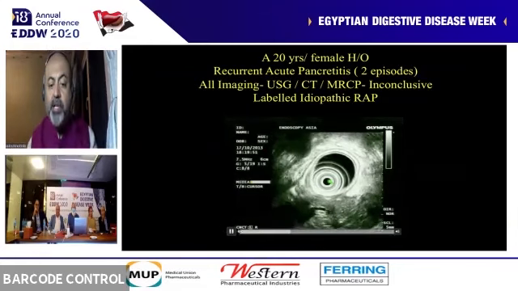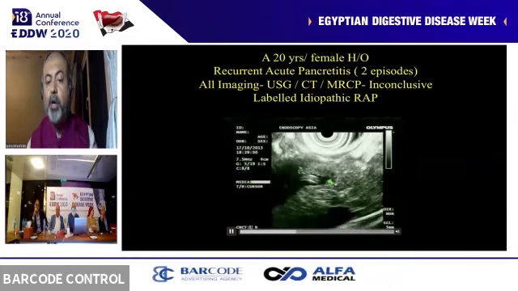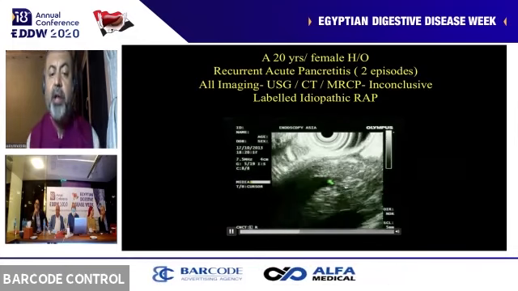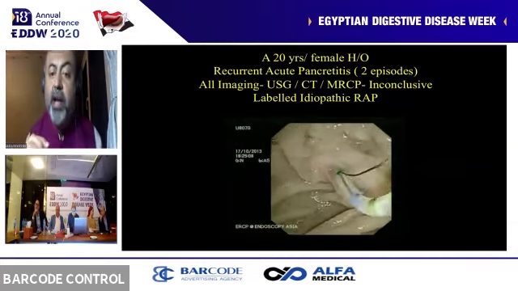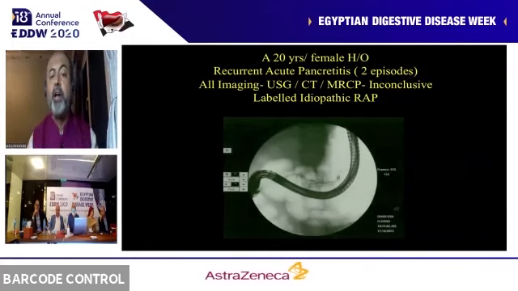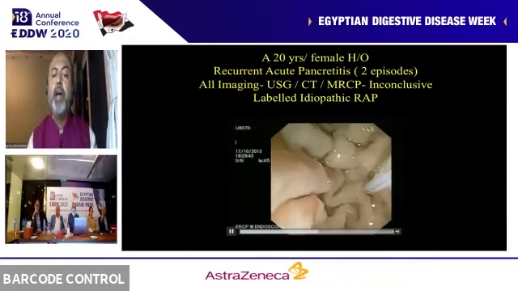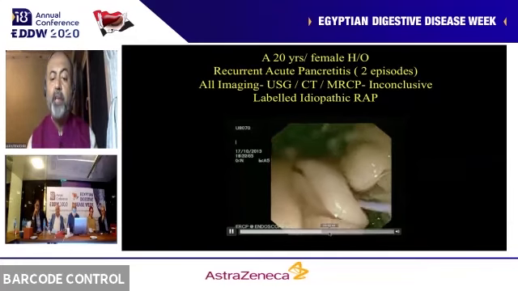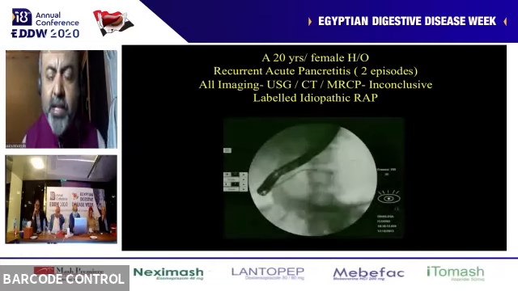I can see the round worm here in the pancreatic duct in the body, with a mildly dilated pancreatic duct in a 20-year-old female. This is not chronic pancreatitis, mind you. This is just the beginning of probably early chronic pancreatitis. Here I'm injecting contrast to highlight the ascaris, and then we managed to drag this thing out. You can see this was sitting in the pancreatic duct.